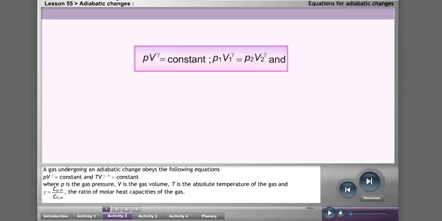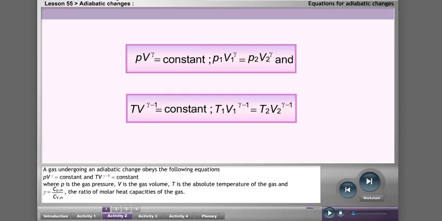A gas undergoing an adiabatic change obeys the following equations. PV^γ equals constant and TV^(γ-1) equals constant, where P is the gas pressure, V is the gas volume, T is the absolute temperature of the gas, and γ equals CPM over CVM, the ratio of molar heat capacities of the gas.